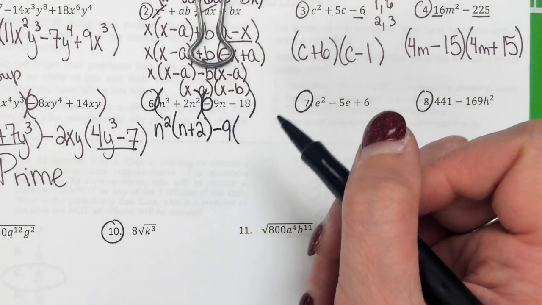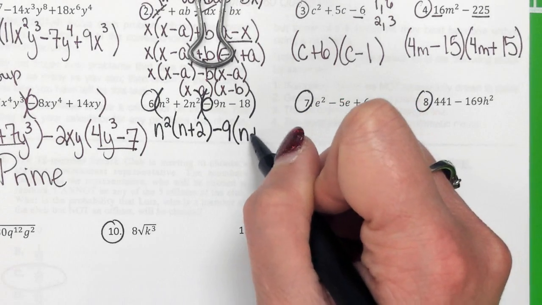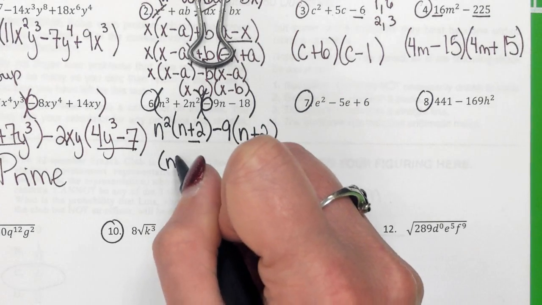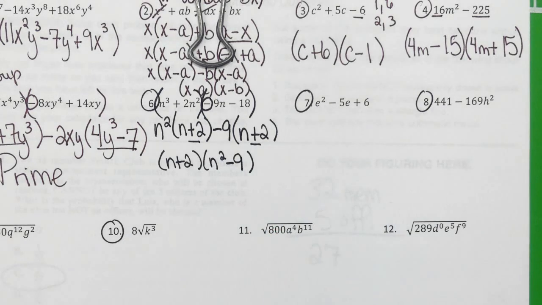Perfect. Now just be careful when you divide. 2 negatives would make a positive n, and 2 negatives would make a positive 2. They match up. So you have n plus 2 and n squared minus 9. But that is not my answer.